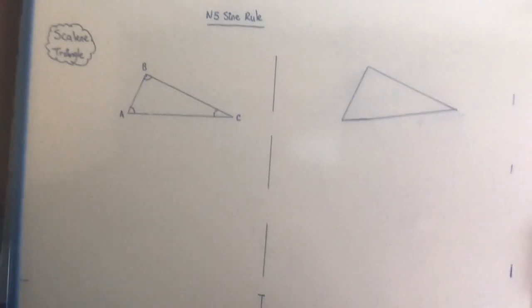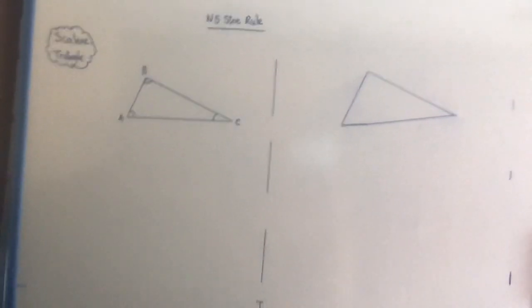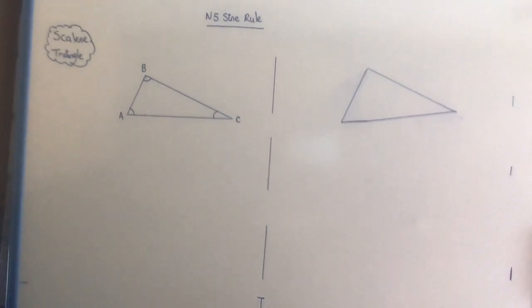Okay, welcome to this video on the sine rule at National 5 level. What is the sine rule? Well, the sine rule is a formula that we can use to find the length of any side of a triangle or an angle, given that we've got enough information. I'm going to derive the sine rule for you. It sort of dovetails with the previous video on finding the area of any triangle at National 5.